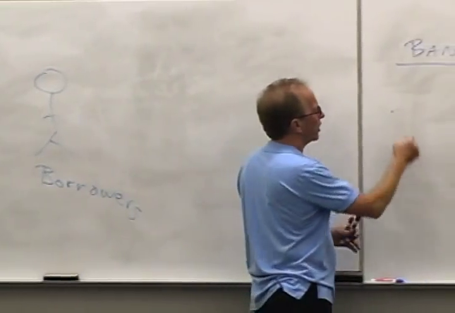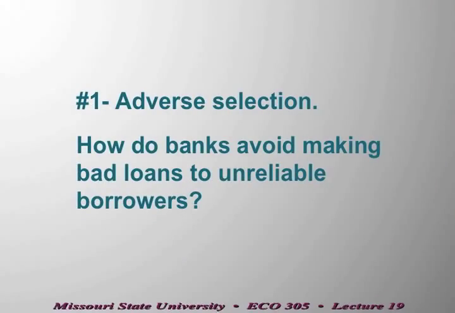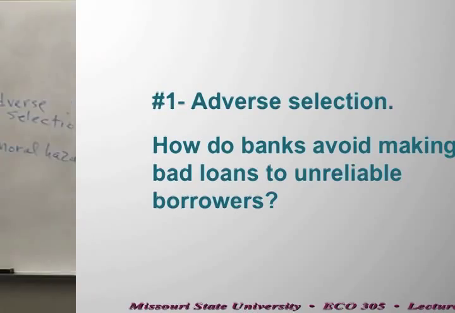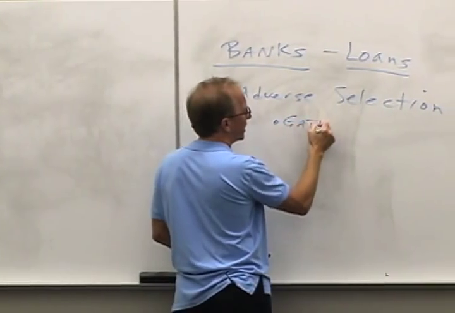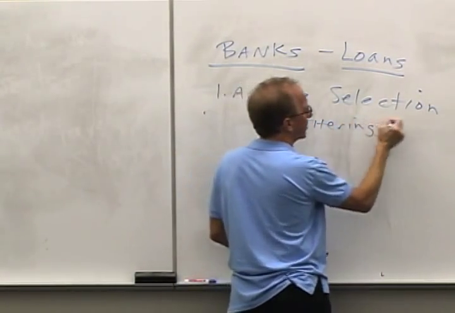How do banks cope with adverse selection? Meaning, how do they avoid making loans to people that aren't going to pay back, that somehow we don't think are going to pay us back? Okay? They begin by gathering detailed information.